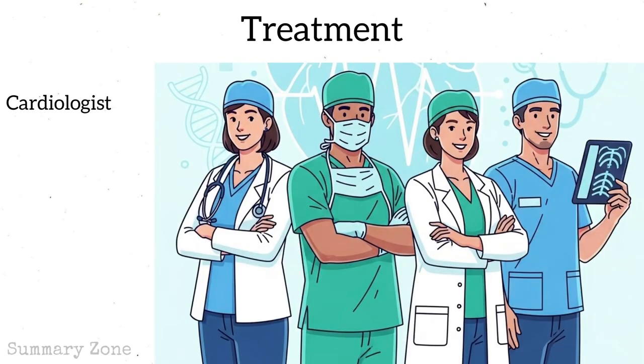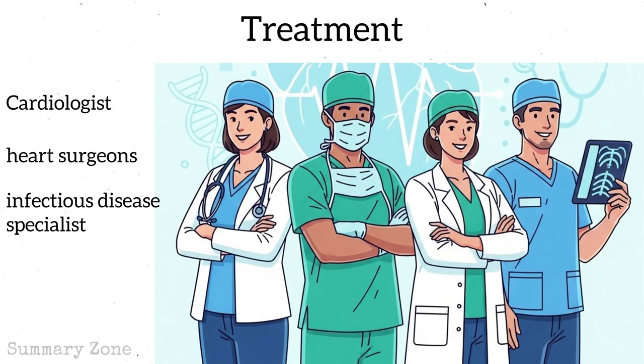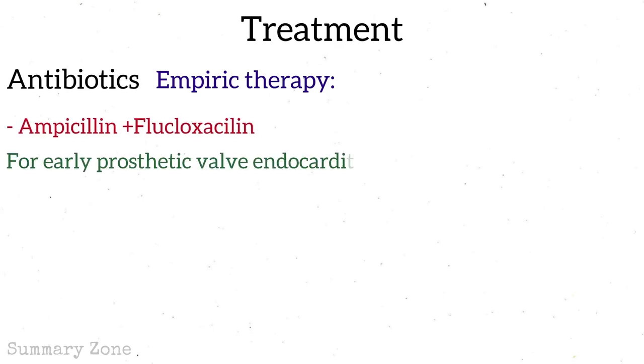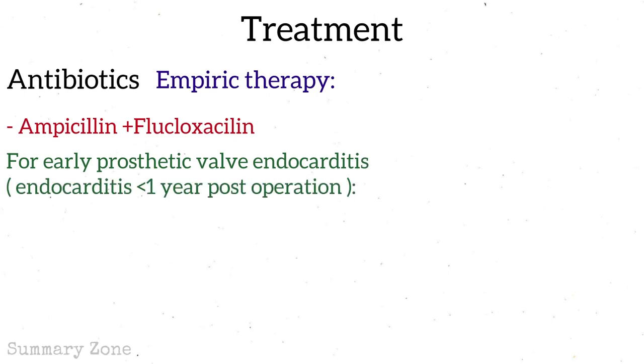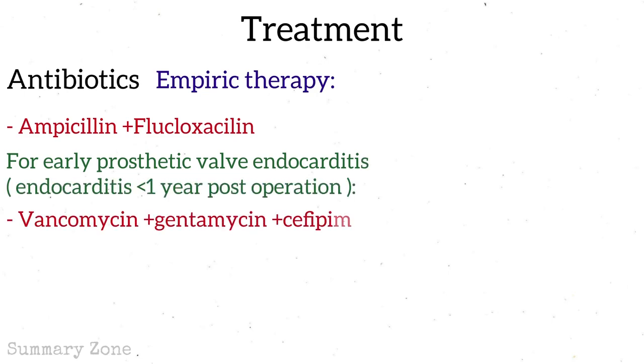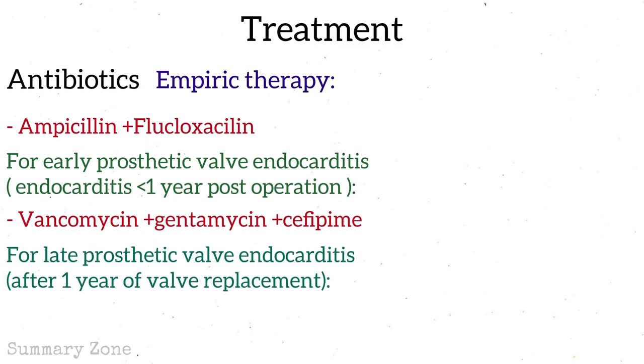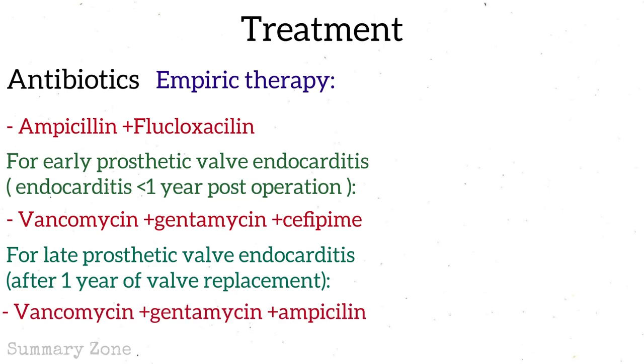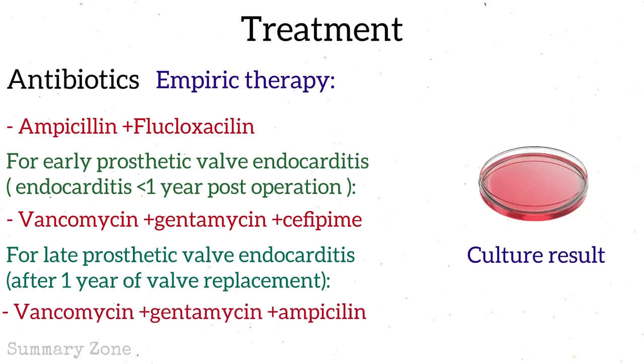Treatment for IE has become more aggressive and collaborative. It needs an endocarditis team. This team includes cardiologists, heart surgeons, infectious disease specialists, and imaging experts all working together. Antibiotics. Empiric therapy, starting antibiotics before the exact bug is known, should target the most likely offenders. Recommended antibiotic regimen is ampicillin plus flucloxacillin. For early prosthetic valve endocarditis, within 1 year post-operation, use vancomycin plus gentamicin plus cefepime. For late prosthetic valve endocarditis, meaning after 1 year of valve replacement, use vancomycin plus gentamicin plus ampicillin. And then according to culture results, we give antibiotics.